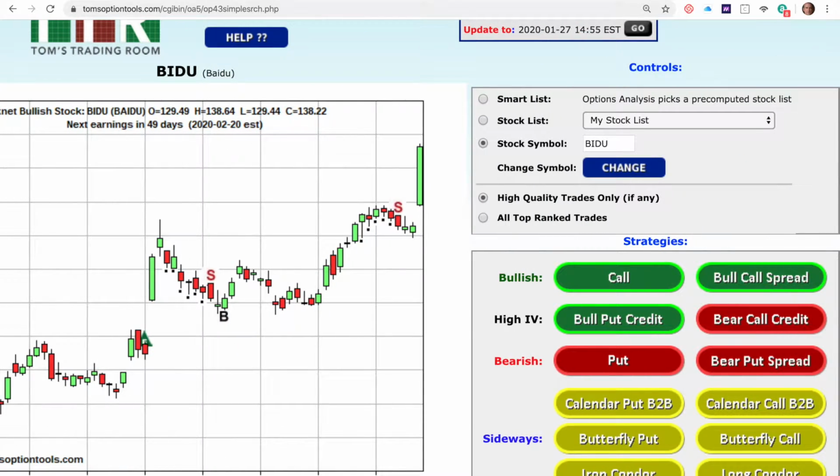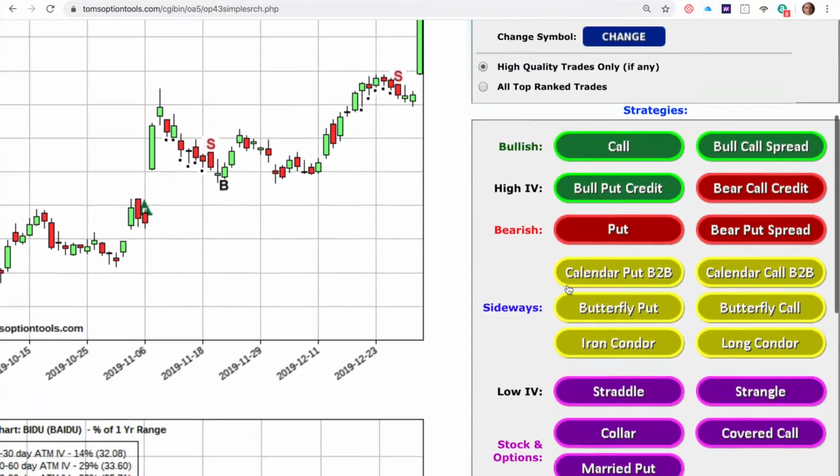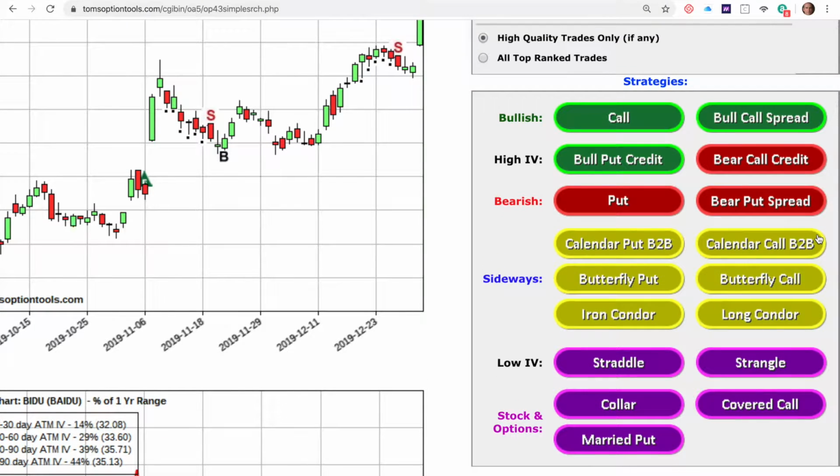And then what the Smart Searcher allows you to do is to have the searcher go out and pick potential stock trades for you. You can also pass your own list. You can specify your own stock, which is what I'm going to do here. And then from there, you can specify a particular strategy. Now, this is something I want to spend a bit of time on before I go further.